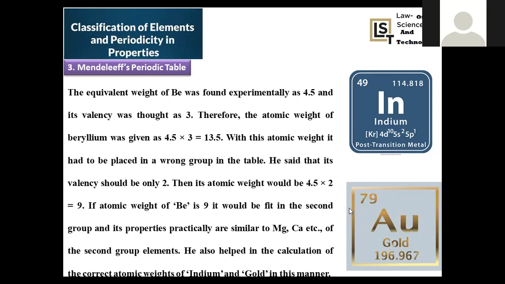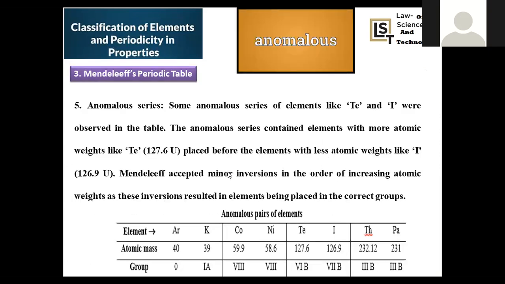These 3 elements. Which elements? One is beryllium, second is indium, third is aurum. The atomic masses of these 3 elements, whatever was established earlier, got corrected based on his theory, which is accepted even by the modern periodic table also, right? So this is another achievement we can say.